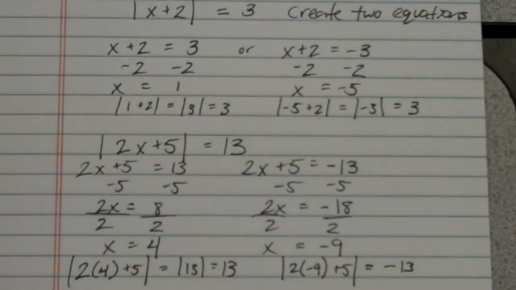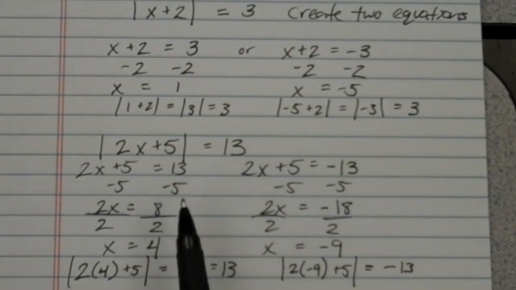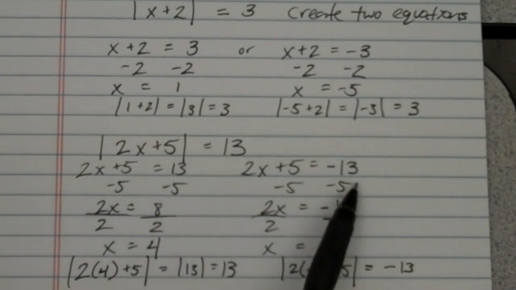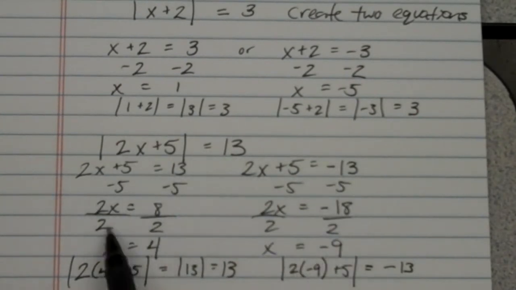Okay, I'm just going to recap this. We had some technical difficulties with batteries. So, as you see, I double checked this. I was solving the absolute value of 2x plus 5 equals 13. Created two equations, one with a positive 13, one with a negative. Did the quick algebra, and now I'm just plugging them in to check.